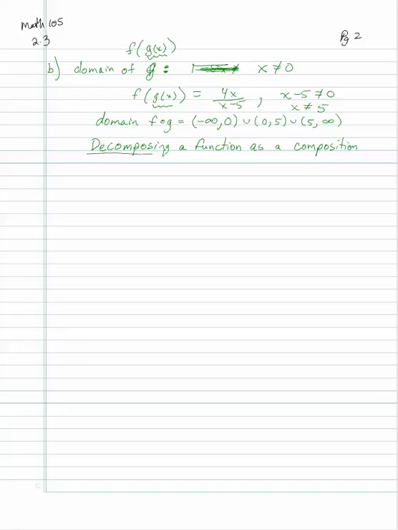Alright, let's look at decomposing a function as a composition. So let's look at this example. If h of x is (3x plus 2) quantity squared, find f of x and g of x such that h of x is f composed with g of x.